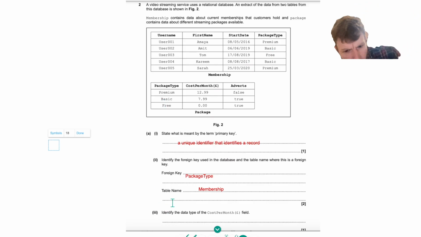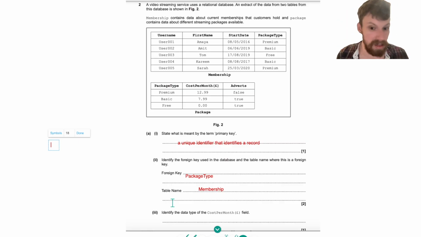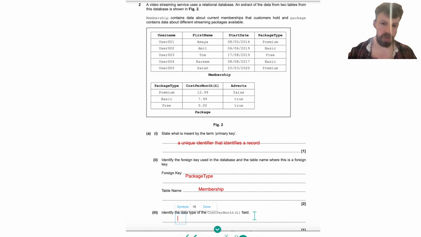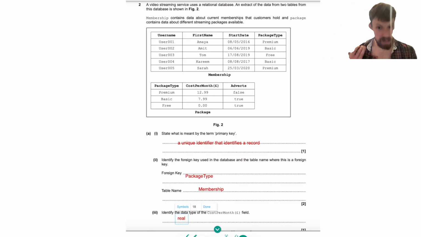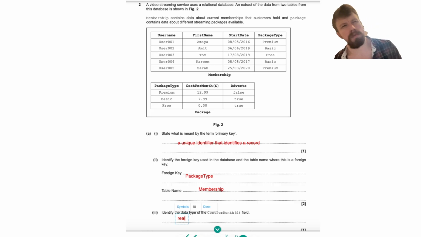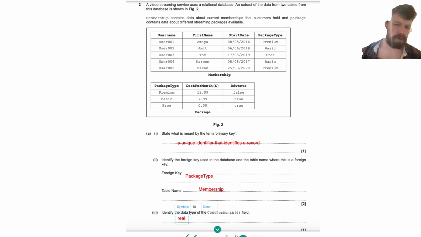Identify the data type of the cost per month field. So let's have a little look. Cost per month. Now remember that database data types are slightly different from one another. For this one here, you can just go with a real value. That's absolutely fine. But just remember, date and time do have their own ones. You also have varchar instead of string. I have seen them be a little bit lenient with that sometimes, when they do let you put string, but again, it's a good habit to get into.